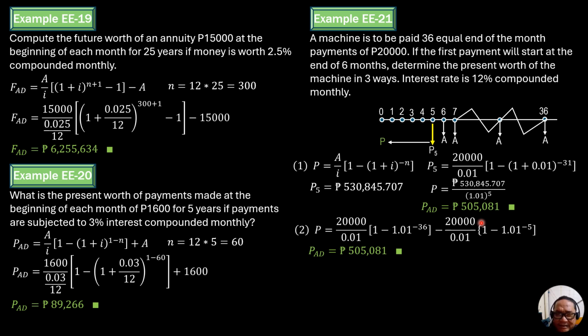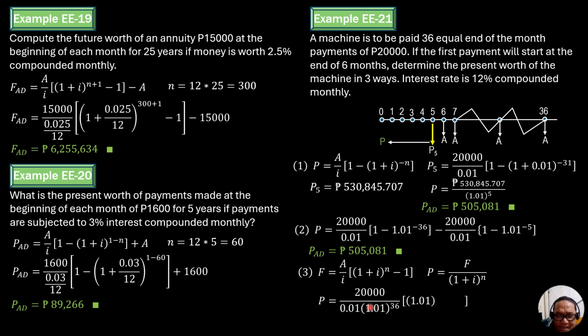Then this is the third approach, future worth here. Third approach, future worth is A over I, 1 plus I to the n minus 1. Since we only consider 31 equal payments, n is 31 here. Then after computing that, we divide by 1 plus I to the 36 to project it to the present. F over 1 plus I to the n, but n here is 36 this time.